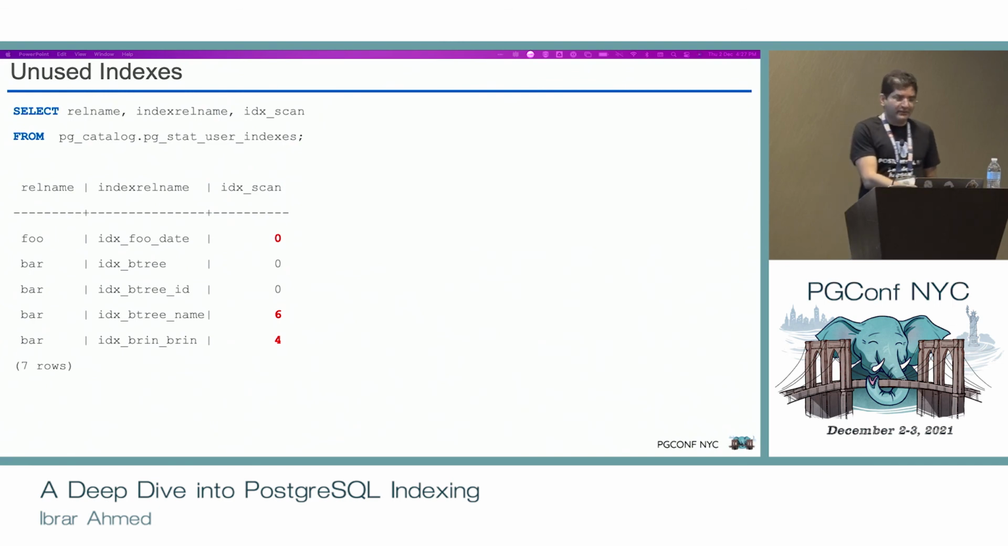So this is the query. You just try this query. You can see the index scan count is 0. The first one is 0. That means this index has never been scanned. So why is it in the system? Just drop that index, or change the index so it gets used. Here, the other ones, the 6, the 4, something like that, so you have a different kind of index here.